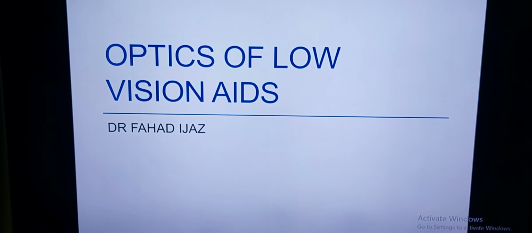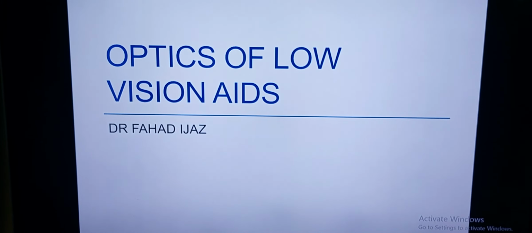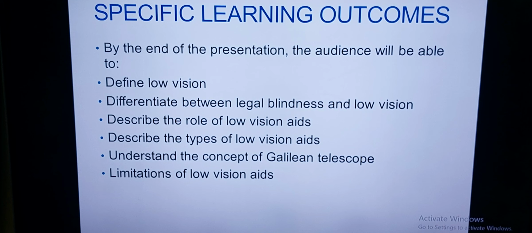Bismillahirrahmanirrahim. Today's topic of presentation is optics of low vision aids, and I'll present about where these are used in practical life. The specific learning outcomes.